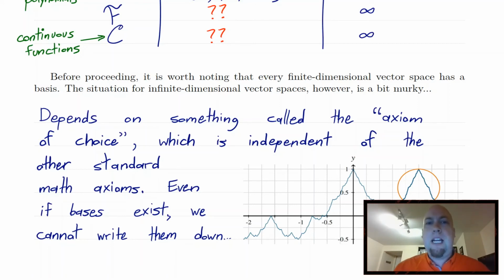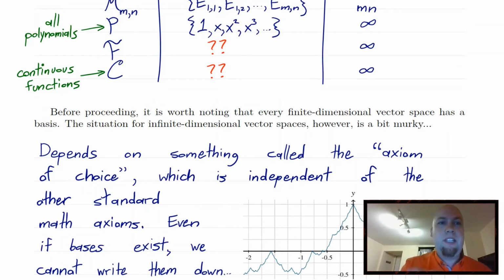And sometimes you can, like for example, in this previous example, the set of polynomials, there's a basis. It doesn't depend on the axiom of choice. It's just there it is. It works. But for F and C, for example, well, let's focus on C, the vector space of continuous functions.